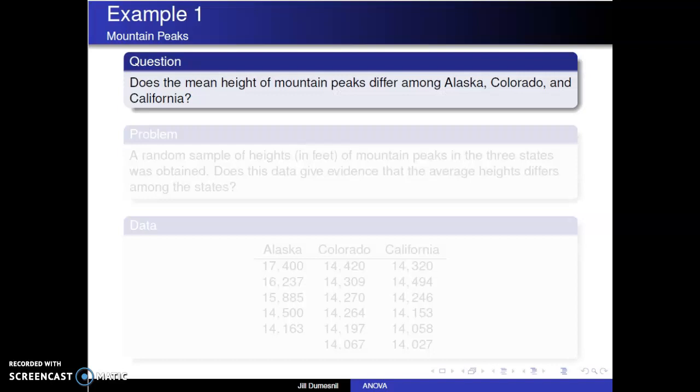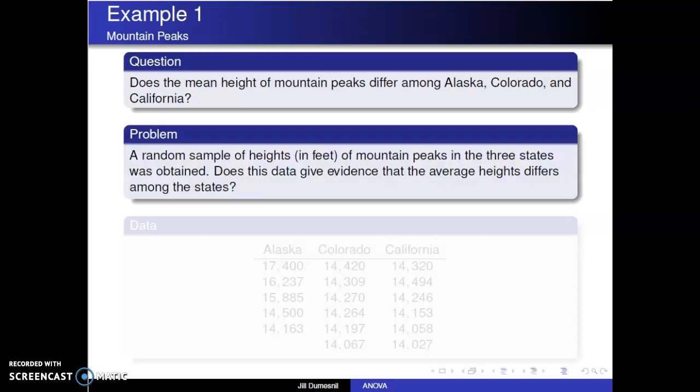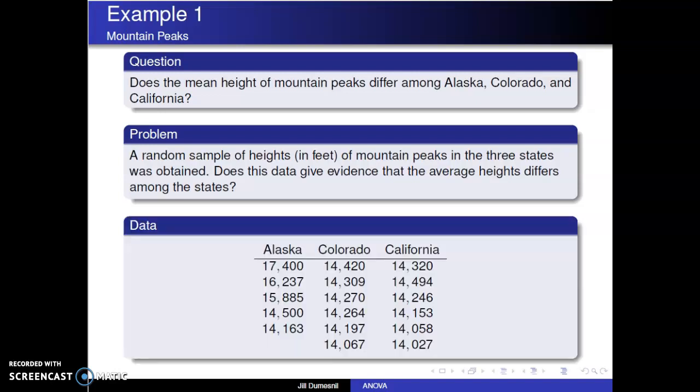Does the mean height of mountain peaks differ among Alaska, Colorado, and California? A random sample of heights in feet of mountain peaks in the three states was obtained. Does this data give evidence that the average height differs among the three states? The collected data is given in the table. Notice that each state does not have the same number of observations. This is okay.